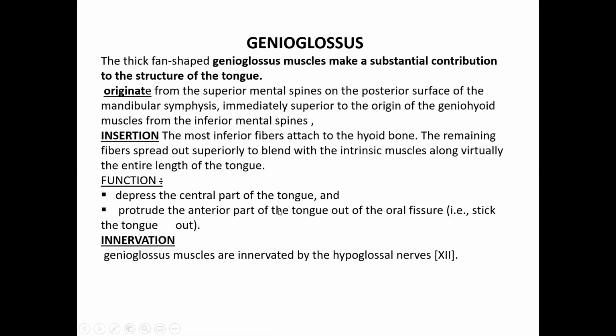What is the function of this muscle? It protrudes the anterior part of the tongue out of the oral cavity, like sticking the tongue out. Sticking the tongue out is a function of the genioglossus muscle. Like when you stick your tongue out, or like a snake sticks its tongue out, that is the function of the genioglossus muscle. Also, it depresses the central part of the tongue as well.